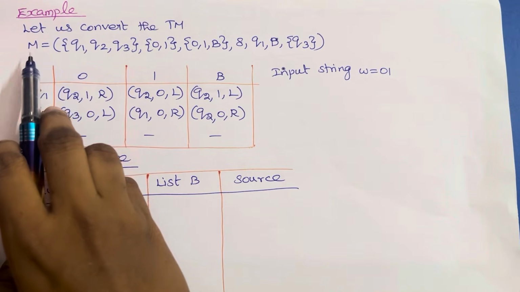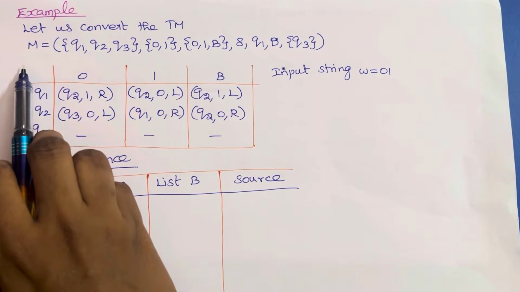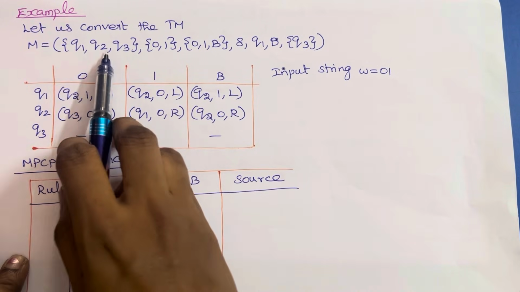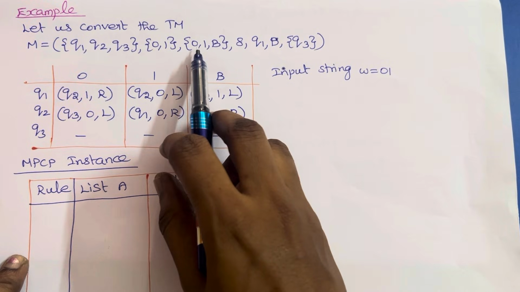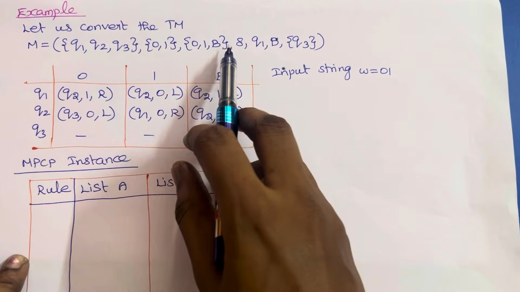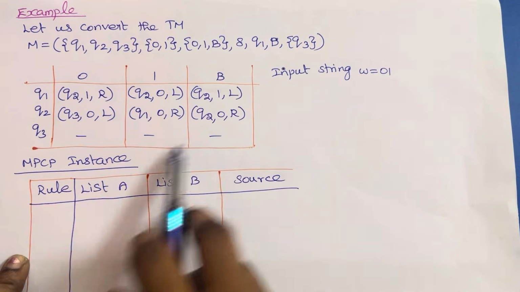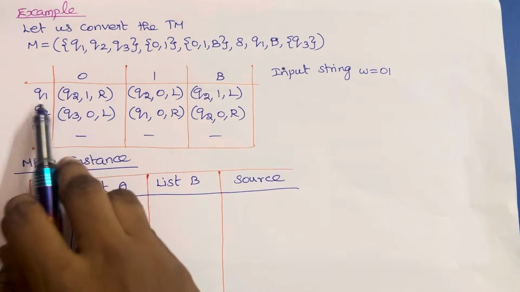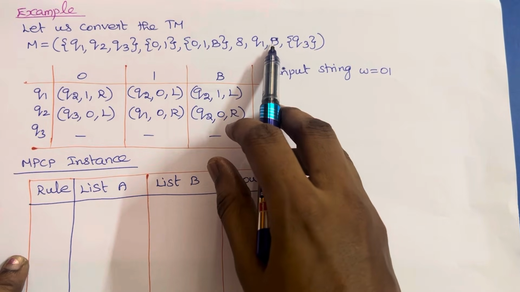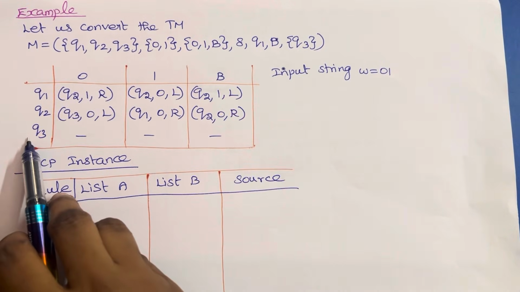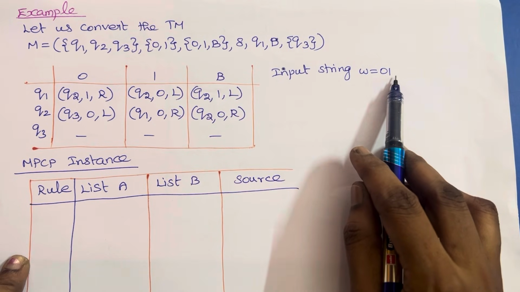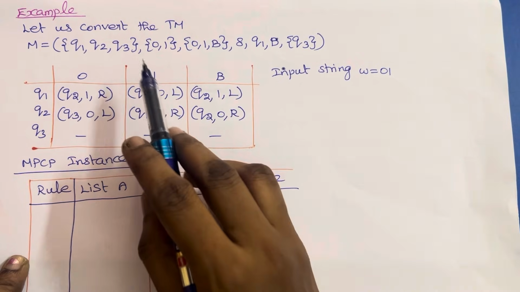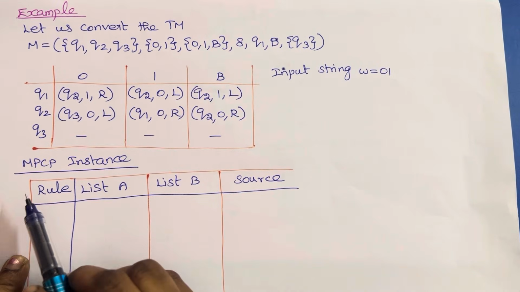Now consider an example. Let us convert the Turing machine M equals q1, q2, q3. These are the set of states. Input symbols are 0, 1. Tape symbols are 0, 1 and blank. Then delta is represented as a table here. Then q1 is the start state, blank is a special tape symbol, and q3 is a final state. And the given input string is w equals 01. Now we need to convert this Turing machine into an MPCP instance.